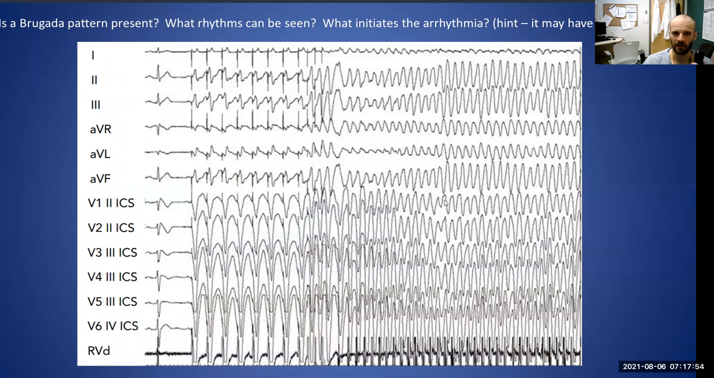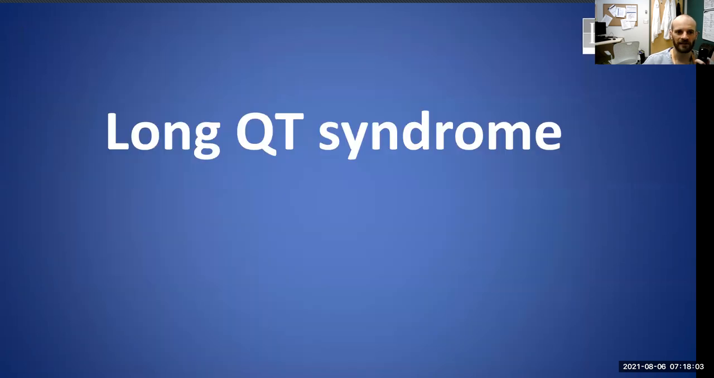So it's a tricky one, a bit of a head scratcher, but that's what's going on here. Sinus, paced, and then into polymorphic VT. Very good, guys. Well done. That's excellent. All right then. So that's the homework from the week. You all did excellently. So let's have a look at long QT syndrome.